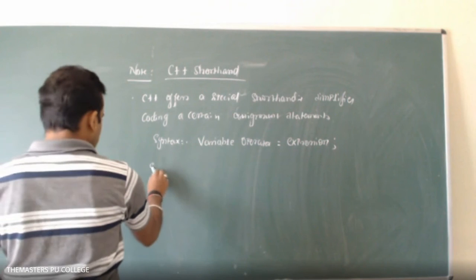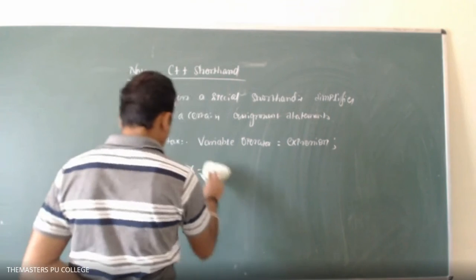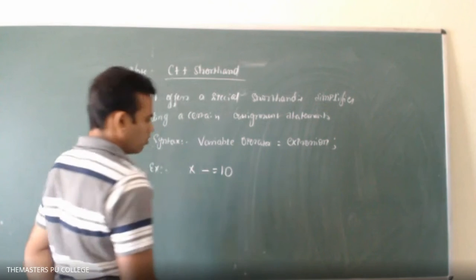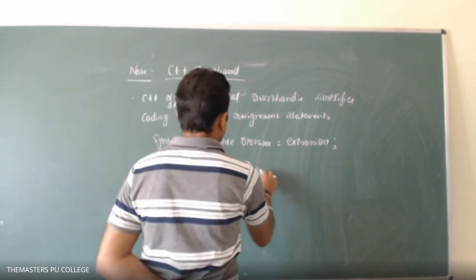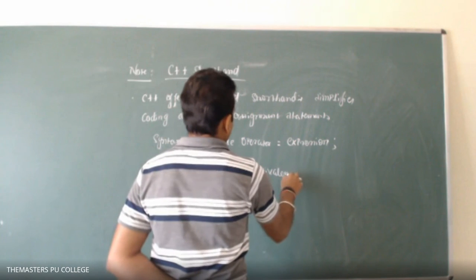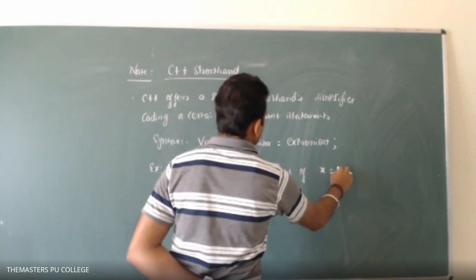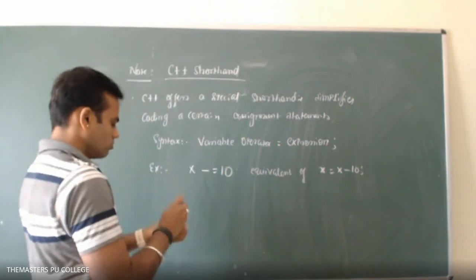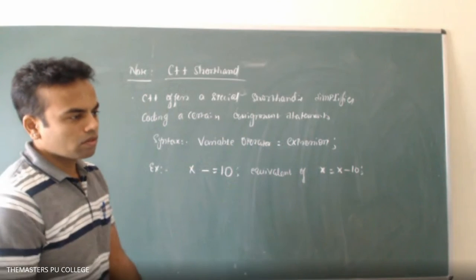Okay, some examples. We'll take one example: X minus equal 10. What will you do here? X minus equal 10 is equivalent to X is equal to X minus 10. Sir, we need to take the variable we have given, identify it, and expand what is here and write it. How could you take that?